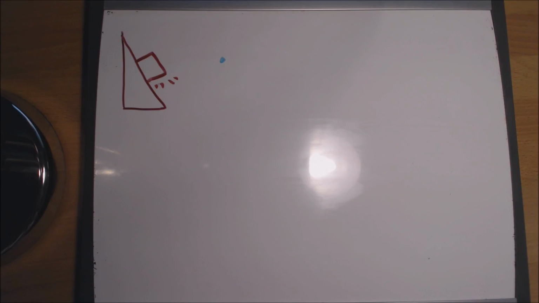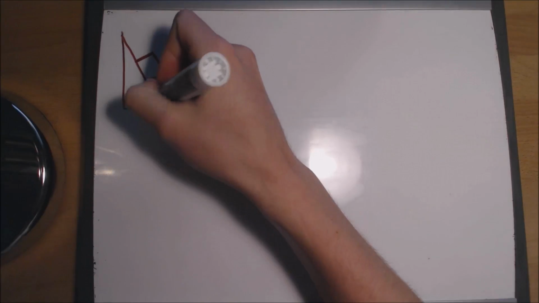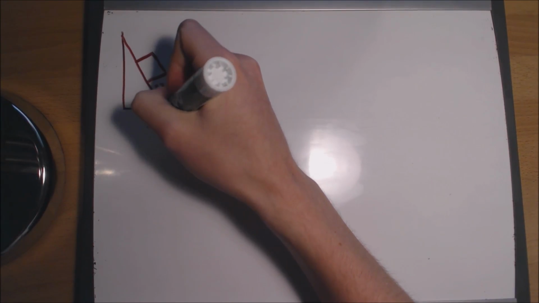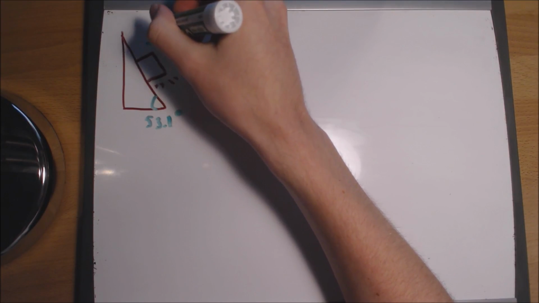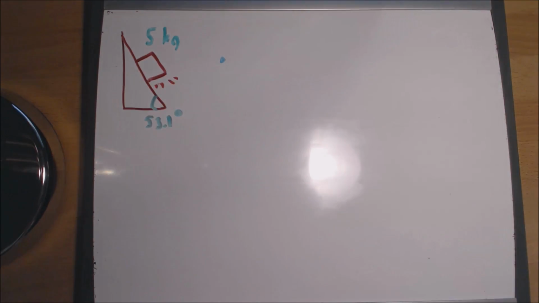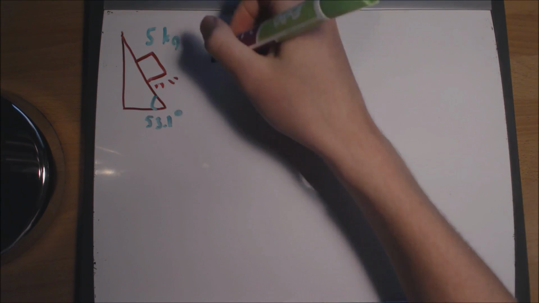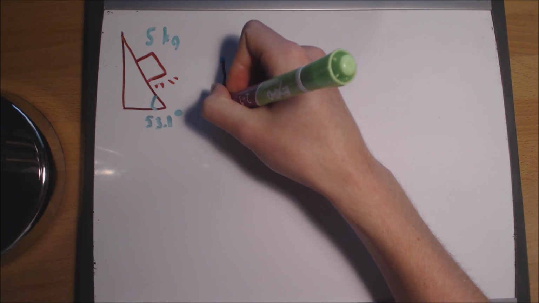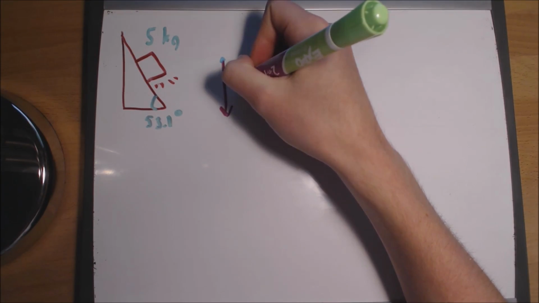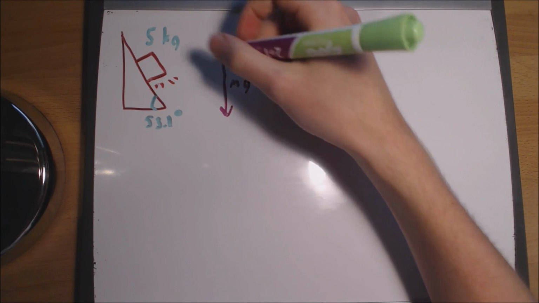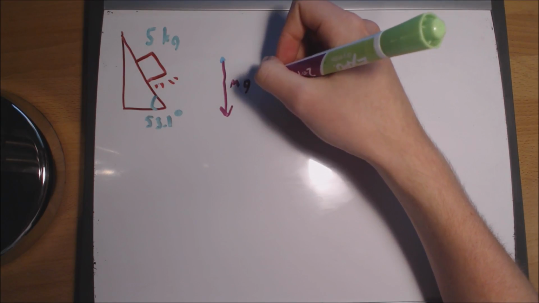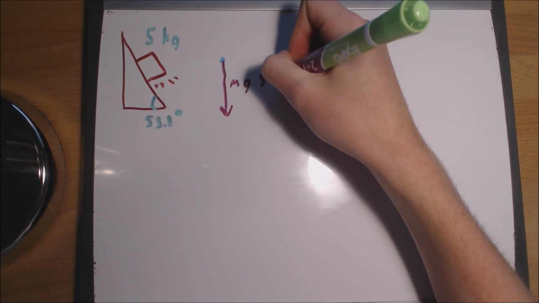So we know first, one more thing, this angle is 53.1 degrees and our block is 5 kilograms. The forces on this block: we have the earth pulling it down, and that's going to be equal to the mass of the block times the gravitational field strength of the earth. So that's going to be 5 kilograms times 10 newtons per kilogram, which will be 50 newtons.